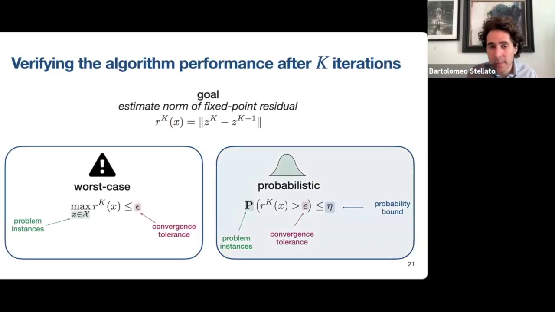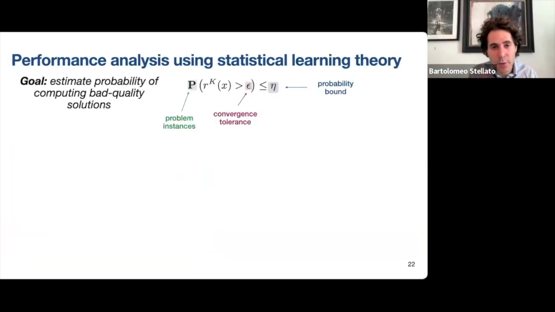Now I would like to talk about the probabilistic analysis to understand what happens if we allow to violate the tolerance a few times. So the probabilistic analysis works as follows. Since we're looking at probabilities, we could use tools from statistical learning theory to help us understand how often bad quality solutions happen.